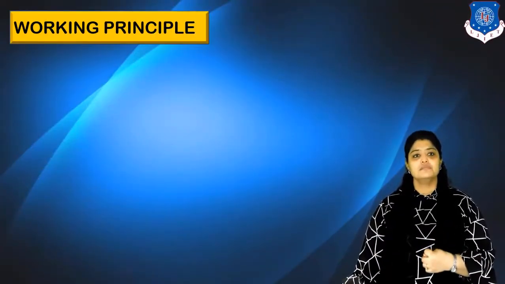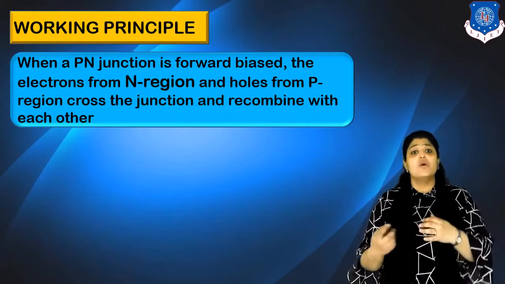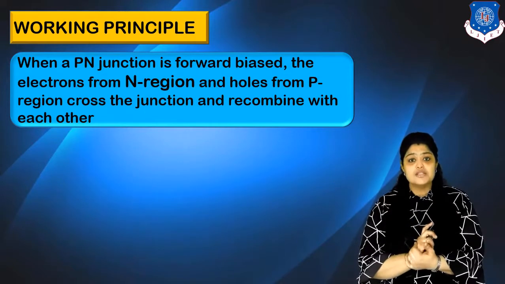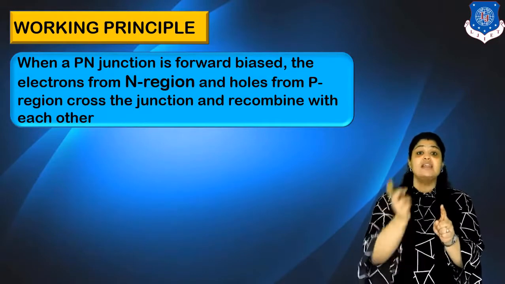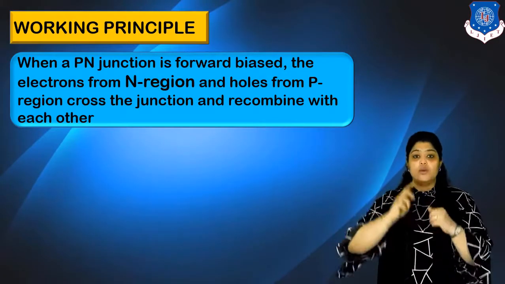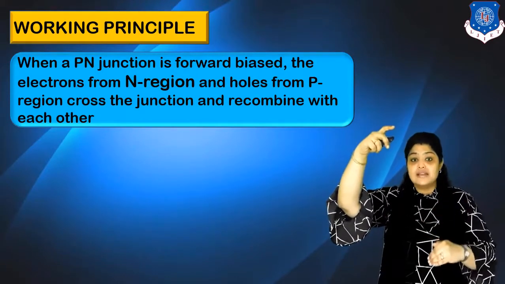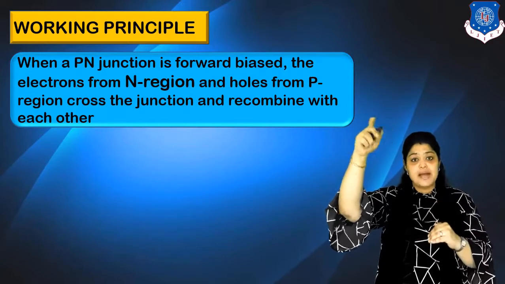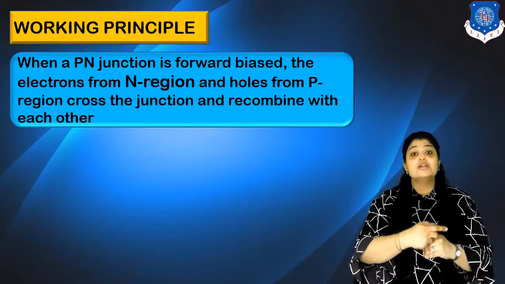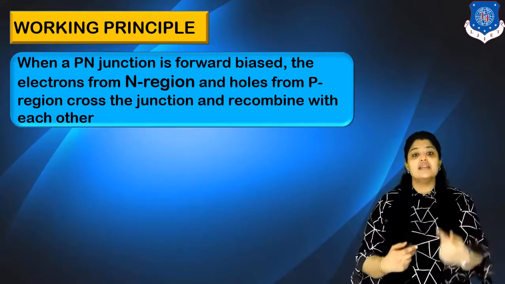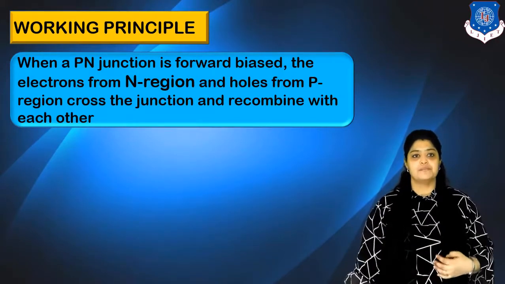Let's see the working principle of laser. When a PN junction diode is forward biased, what happens? The electrons from the N region move to the P region where they recombine with the holes. Now we know that the conduction energy level is higher than the valence energy level, and the holes are in the valence band. So from the conduction band, these electrons come to the valence band of the P type and recombine with the holes, and so they release energy in the form of photons, and this is the working principle of laser.